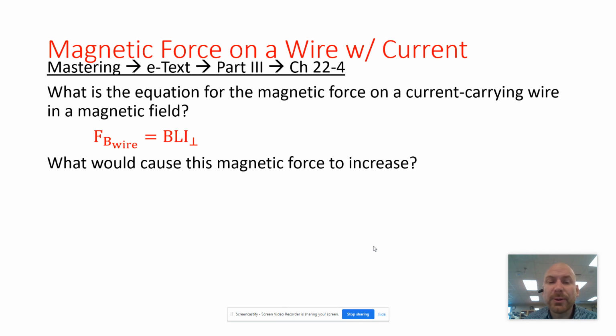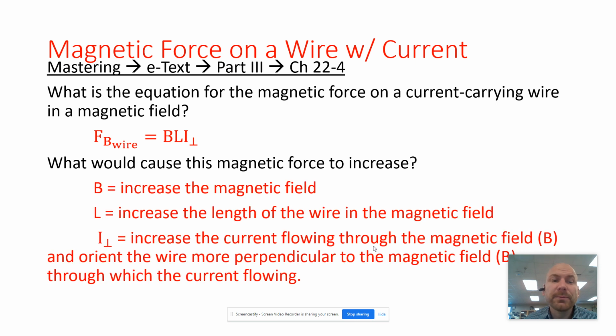So what would cause this force to increase? Well, stronger field, more wire, and increase the current that's going perpendicular. So you could either increase the magnitude of the current or orient it so it's going perpendicular to the magnetic field. That's what we got.